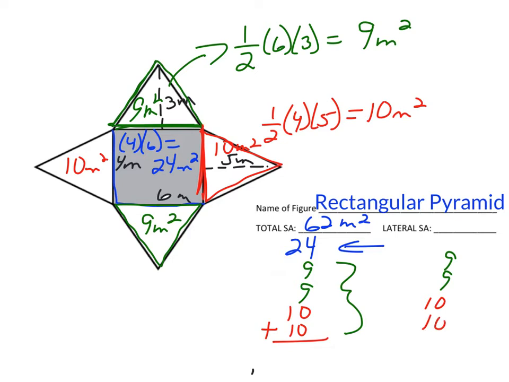That means we could subtract 24 from what we have or just add these up again, and we get our grand total of just 38 square meters for the lateral, which is just the triangles. Go ahead and pause the video and try this one that's on your worksheet. Remember, they're different numbers.